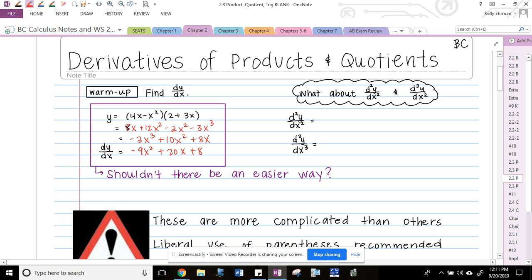And so the question is, shouldn't there be an easier way? I don't know. I mean, is this really all that difficult? No, but if these were more than just binomial times binomial, if we had larger terms or a larger number of terms, or exponents out here, squareds and things like that, then there should be some other thing we can do. So our answer here is yes, the product rule.